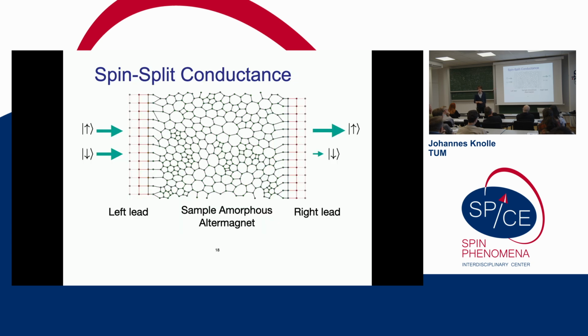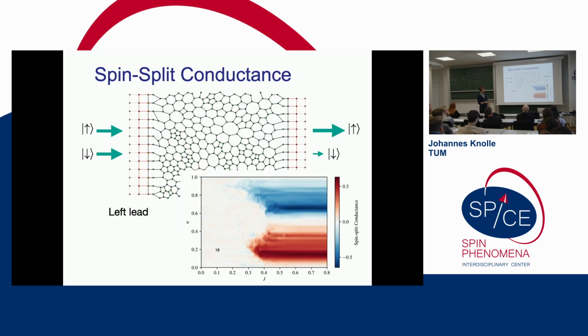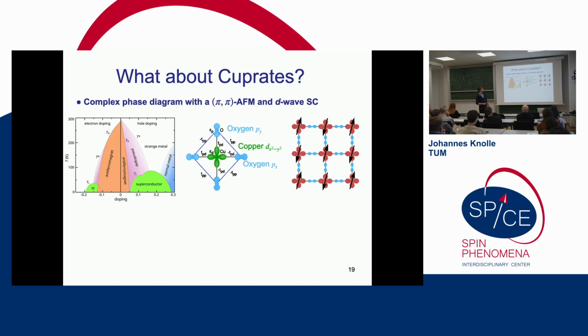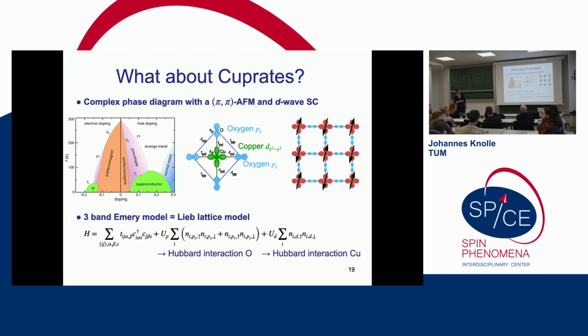You can even do cool things and look at spin splitter transport and see what you get. But I still want to tell you a few other things, because we've already seen a lot about the Lieb lattice and anti-Lieb lattices. And of course, when we look at Lieb lattices, we've heard that one might want to think about cuprates. And the Emery model, the three-band Emery model, is equal to the Lieb lattice, is equal to the checkerboard lattice for delta equal to 1. Good, so they're all related and share the same symmetries.